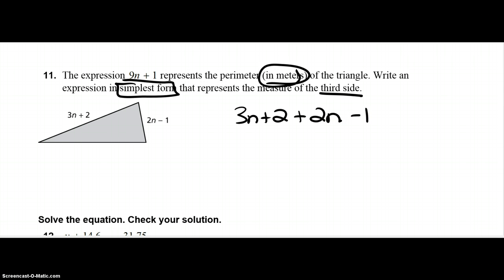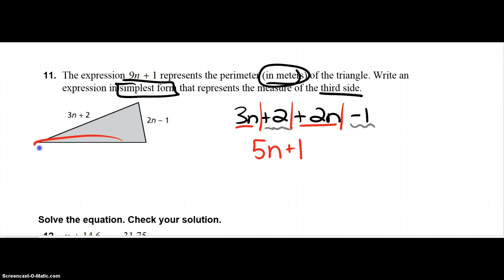So here, again, like I always do, I'm going to divide all of my terms apart, and then I'm going to identify my like terms and combine those there. So in terms of n, I have 3n plus a positive 2n, so I have 5n. And then I have a positive 2 and a negative 1, so that's a positive 1. So right now, 5n plus 1 is what I have on my two sides of my triangle combined.